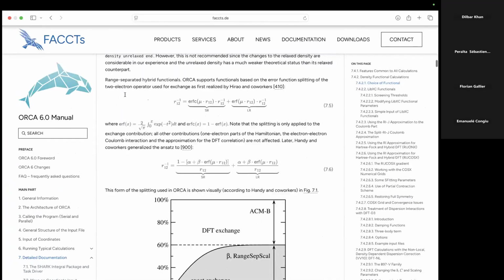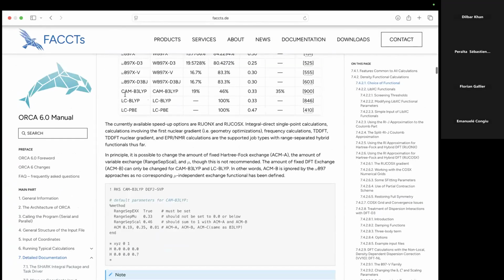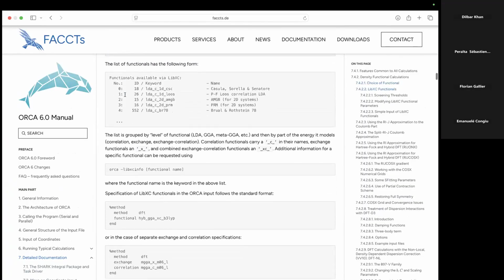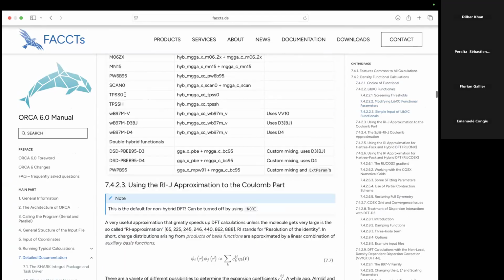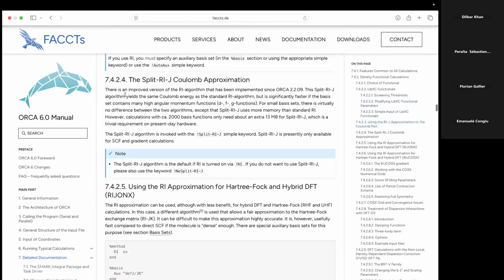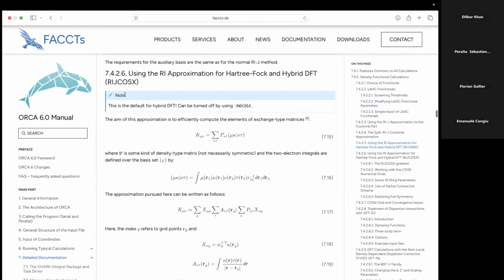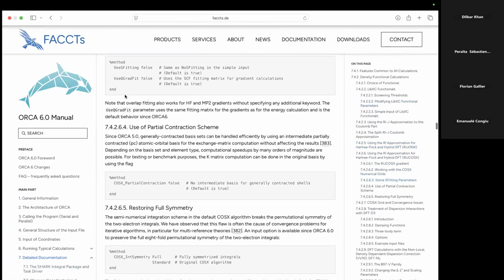So you can find so many density functionals. If you go down the list, you will find more.